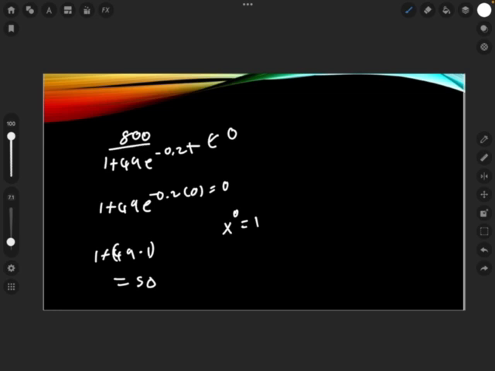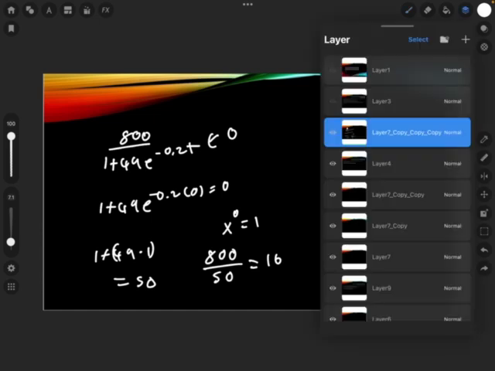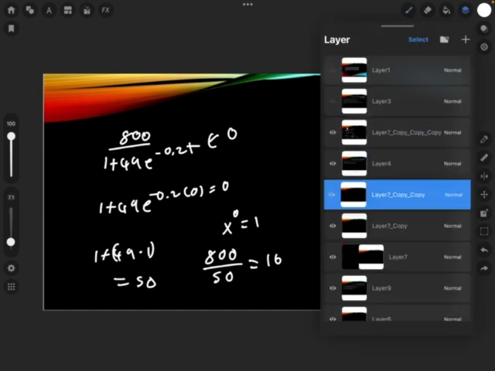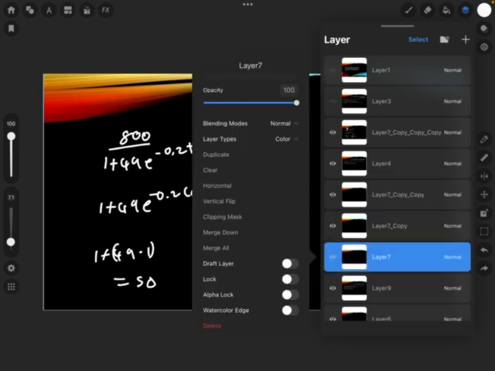So then I'll go back to the original equation, which is 800, since this is the numerator, over 50, and this is equal to 16 initially infected students. So yeah, that's how you get that. And then for the next question.